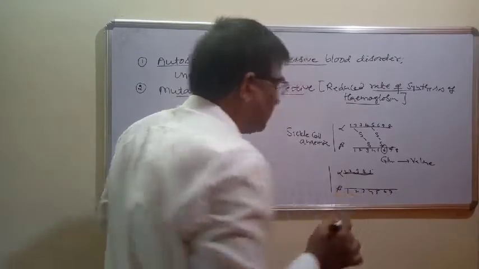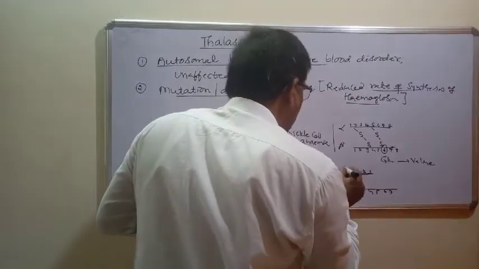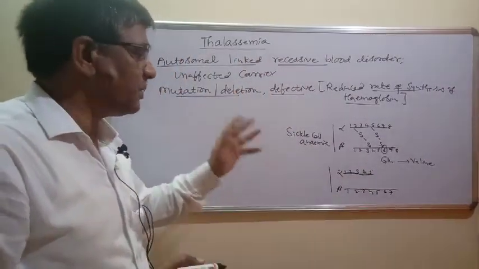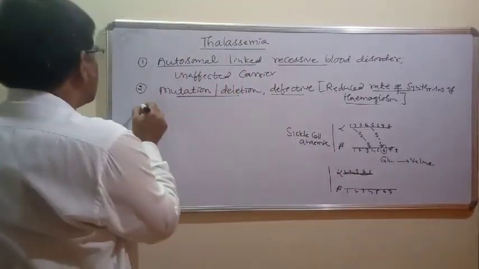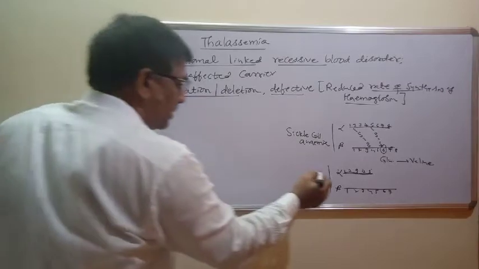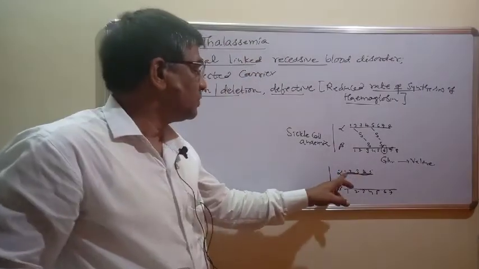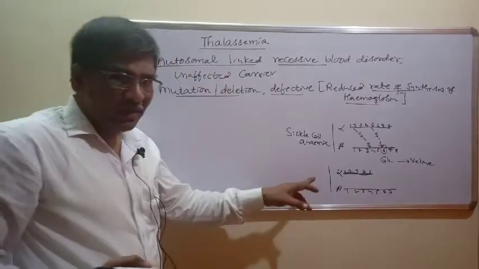Now you may ask a question, whether this disease affects only the alpha chain or also the beta chain. So now I can tell you, since both chains are present, this gene may affect either the alpha chain or the beta chain. Are you following me? Okay.